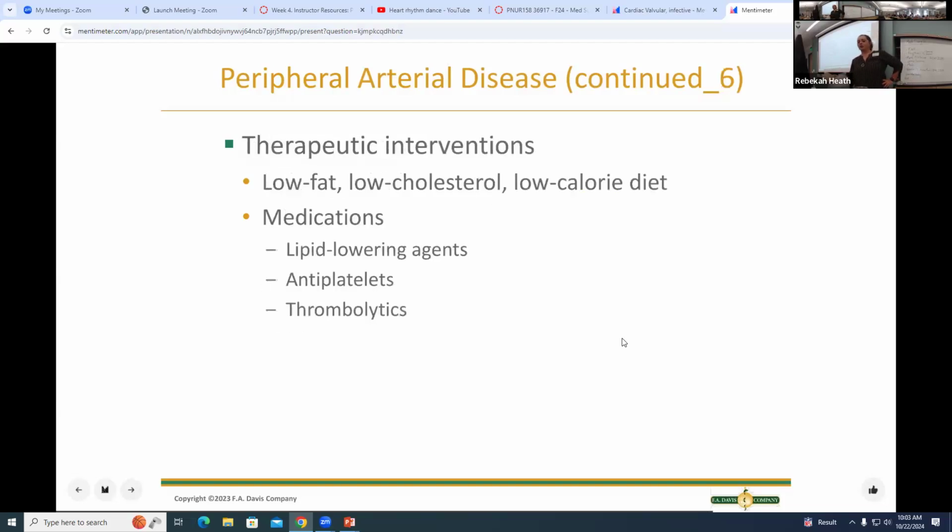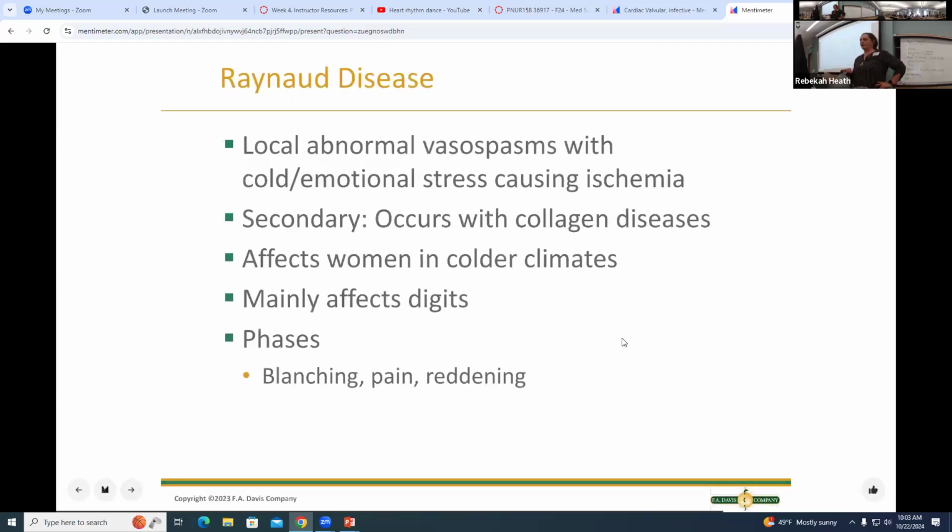So therapeutic interventions, same thing as with coronary artery disease. We're going to try to help the overall health of the person, right? Low fat, low cholesterol diet, medications to help. Okay, Raynaud's disease. Moving on.